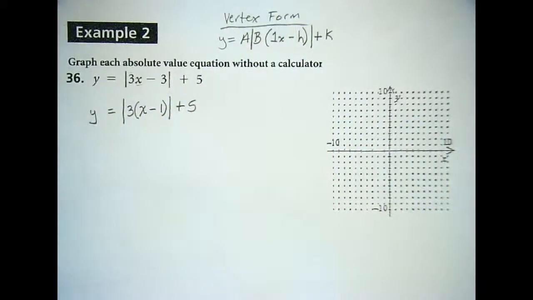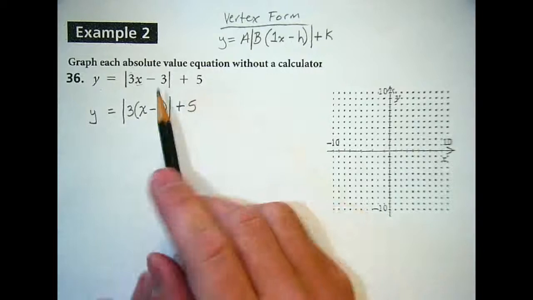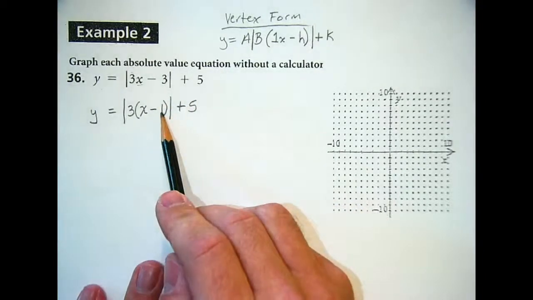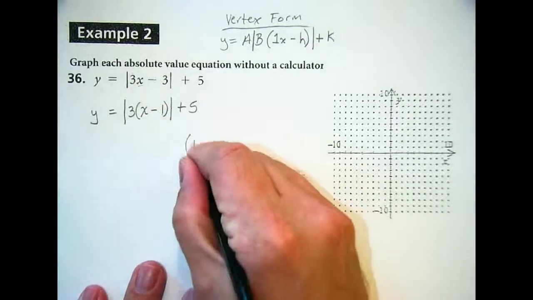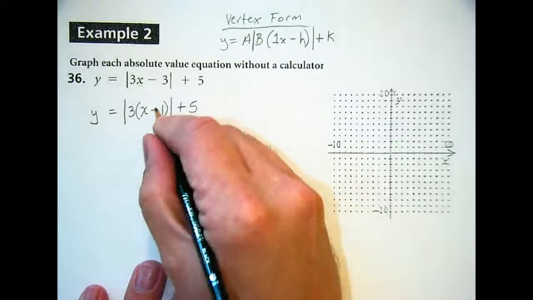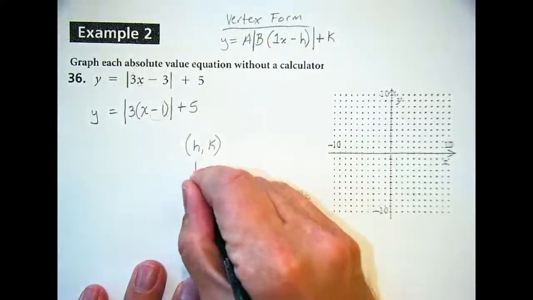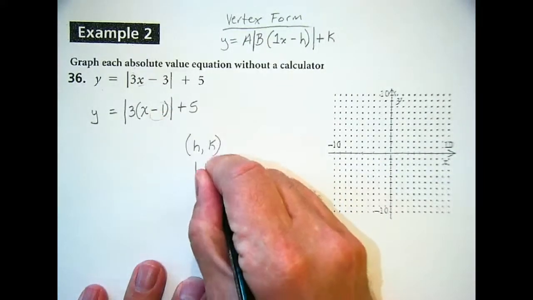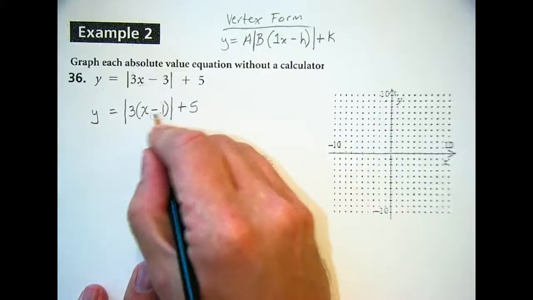Which tells us the vertex of this graph is actually, what's our h value? h, k. h is 1. k is 5. Remember, your h is always opposite if it's in vertex form.